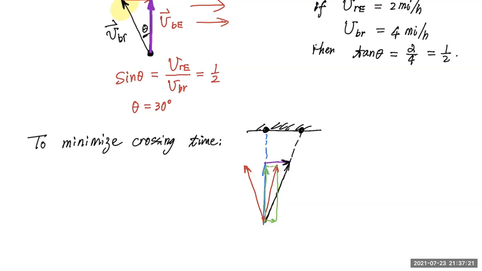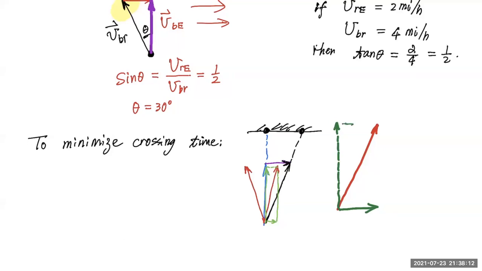Okay, here's the red vector. Let me draw it more carefully. So here's the red vector representing the velocity of the boat relative to the river. And if you break it down to components along the river flow and perpendicular to river flow, so here is perpendicular to river flow, and here's parallel to river flow, right? Then clearly, each of these green vectors is shorter than the red vector, right? It's going to be shorter than the red vector.